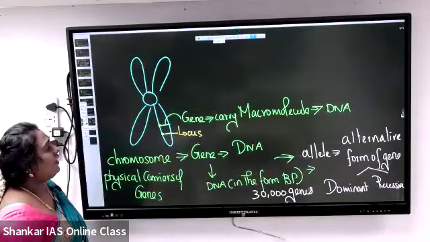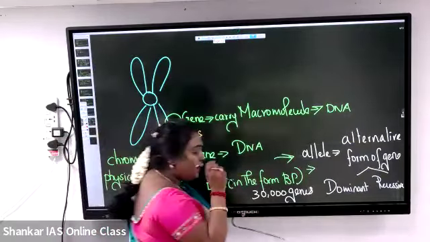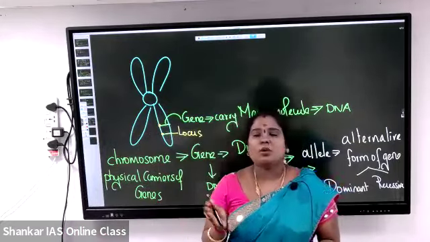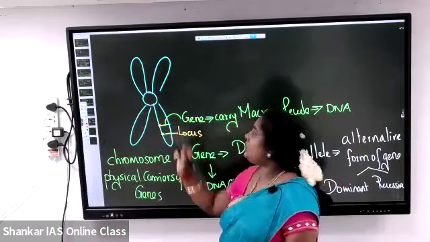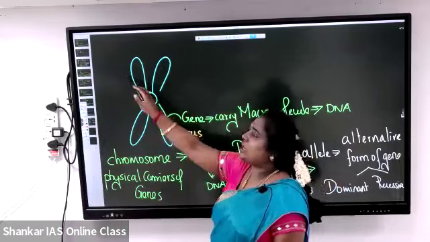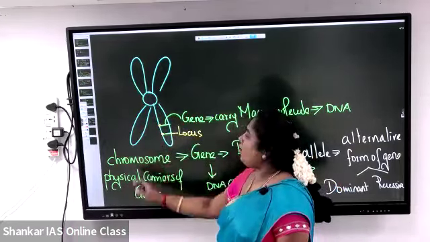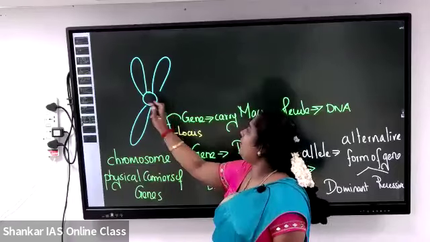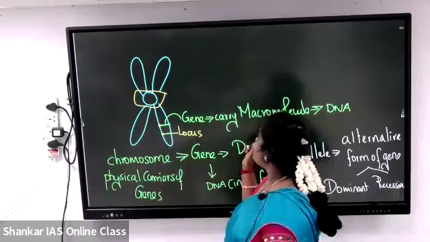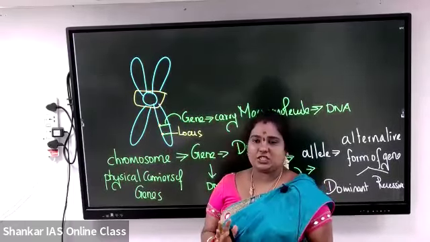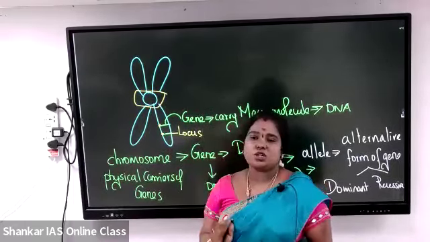So now we'll study the individual structure of a chromosome. So what is the individual structure of the chromosome? This is the individual structure. As I said earlier, the short arm is called P, the long arm is called Q. The in-between region we call a centromere, otherwise called the primary constriction. So this is the structure of the chromosome.